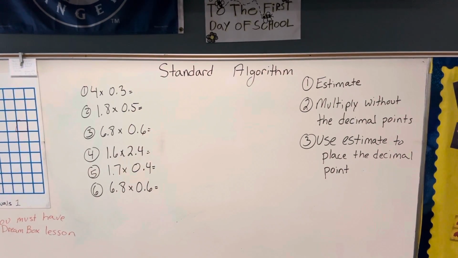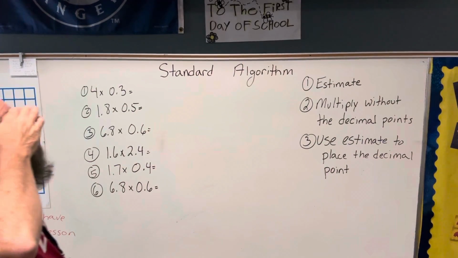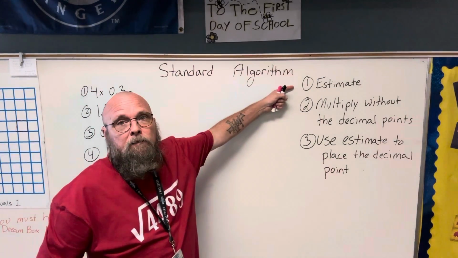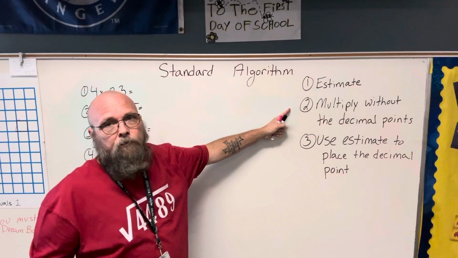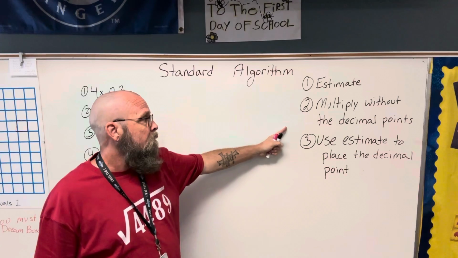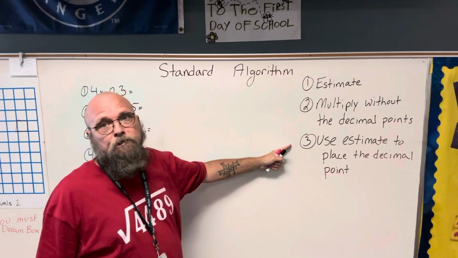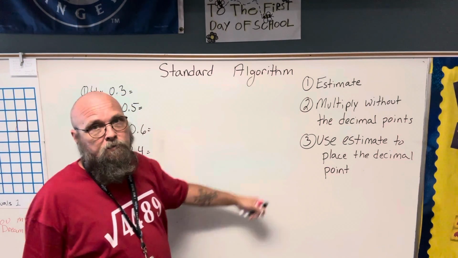Multiplication of decimals using the standard algorithm. 3 steps. Step 1, estimate. Step 2, multiply without the decimal points, and you can do that any of your multiplication ways. Step 3, use your estimate to place the decimal point. So let's do a few problems.